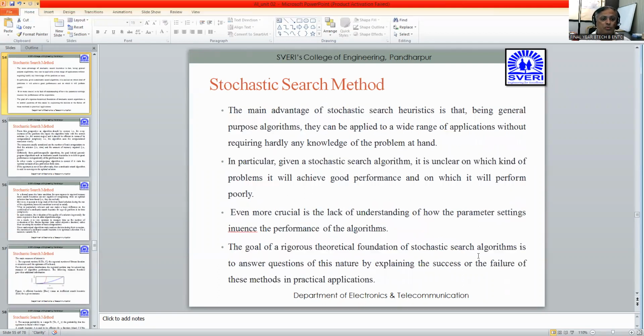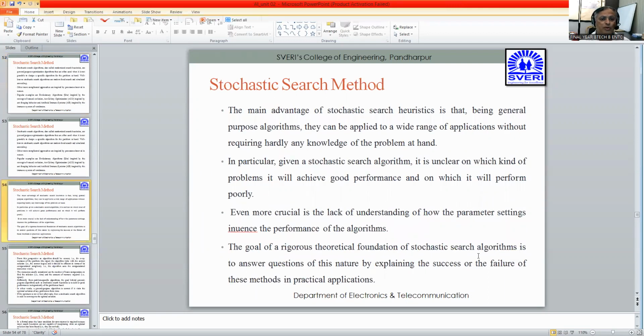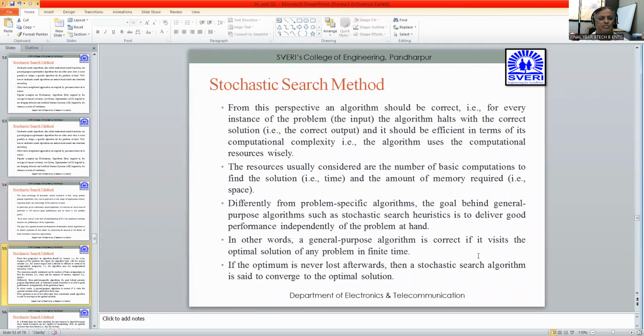So have you got this stochastic search? Once again, I will recall some of the points. The first point: stochastic algorithms are used in a wide range of applications without regard to knowledge of the problem in hand. The second is that it is very much unclear whether it will achieve good performance or perform poorly. The third is that there is also a lack of understanding of how the parameters affect the performance of the algorithm. The fourth point is that the stochastic search algorithm should be able to answer your questions by explaining the success or the failure of these methods in practical applications.